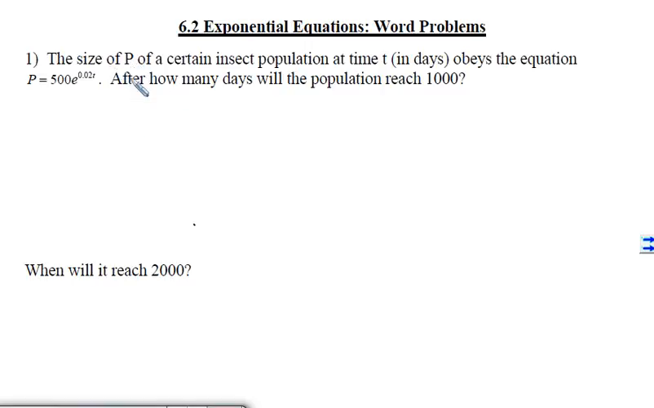P is the population, and so we want to know when it reaches 1,000. So if I take this formula right here for P, I'm going to put in 1,000. T is the time, and that's what we're solving for. That's the answer to the question. Okay, so we're going to start by dividing both sides by 500.